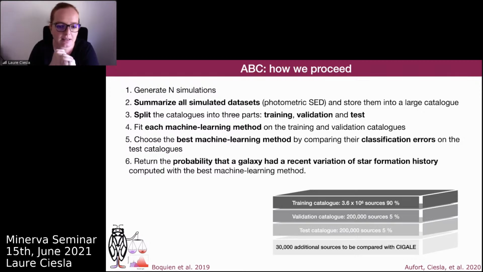And then in addition, we have 30,000 sources just to compare with a more traditional SED fitting method. So for each machine learning method that I will present, we applied this catalog, and we choose them by comparing their classification error. And at the end, the ABC method will return the probability that a galaxy had a recent variation of star formation history, computed with the best machine learning method. So at the end, we end up with a probability.